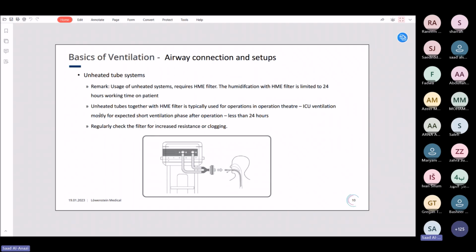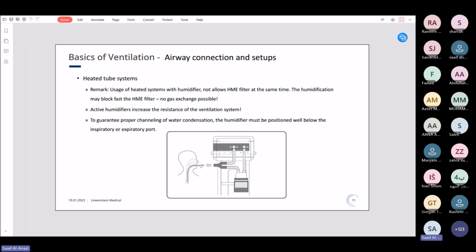Also, as you know, the connection for the HME is very clear. Here you can see it after the Y-piece for the patient, you can connect the HME. It's mostly for an expected short ventilation phase after the operation, less than 24 hours.